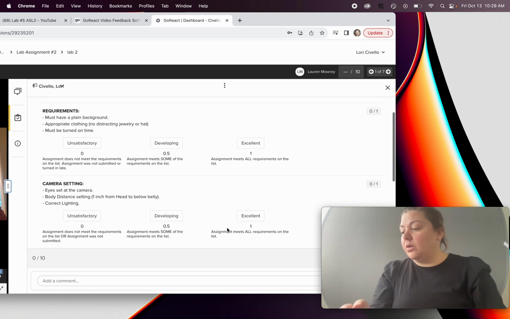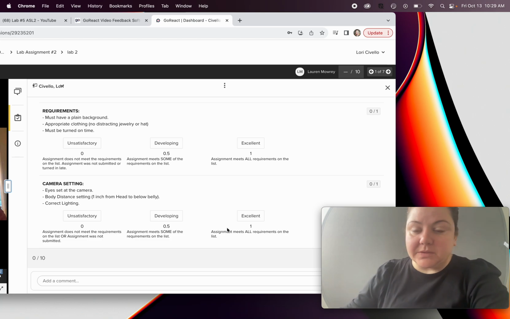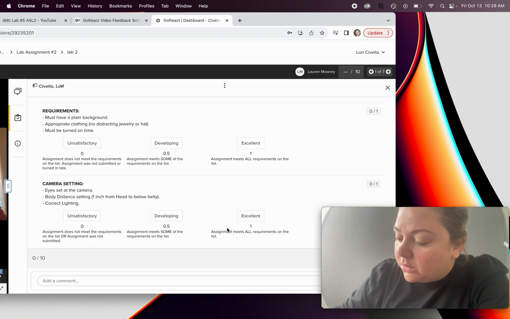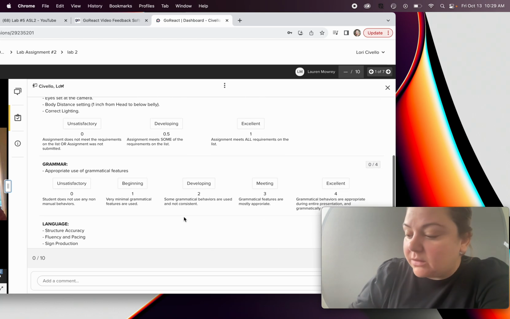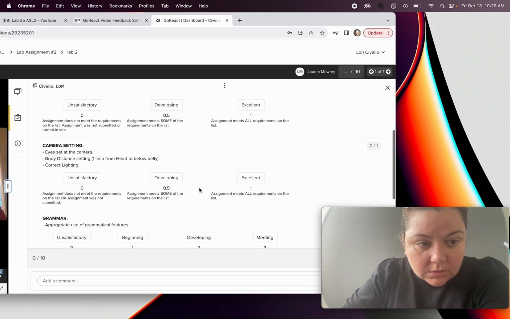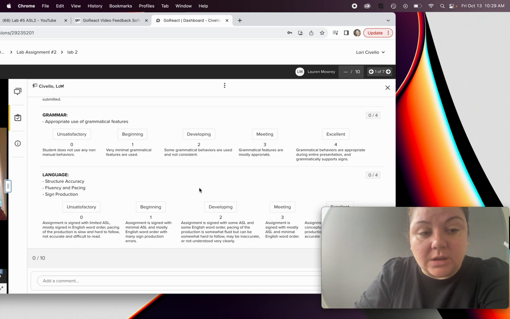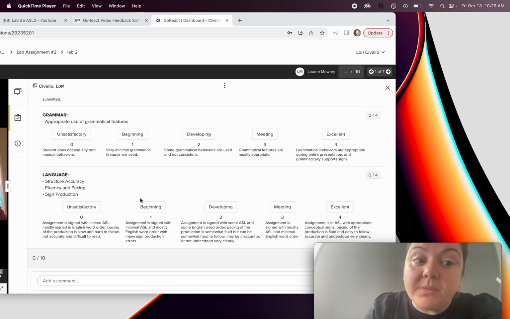Great. So you definitely had a fine background. Nobody's looking, right? Everything's great there. So 1 for that. Camera setting was great. Another 1 for that. Grammar is a little bit where we're struggling. So language, structure, accuracy, fluency, pacing, sign production. For all of them except for the 5th one, I would say excellent, great, 4. So what we struggled with was the grammar.